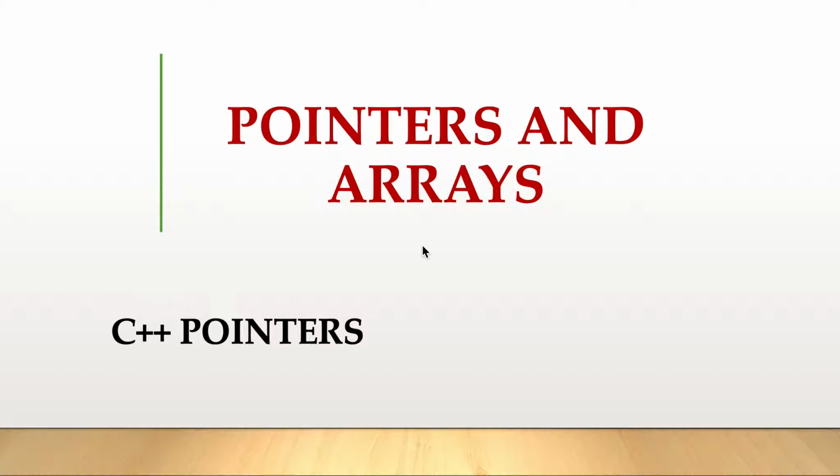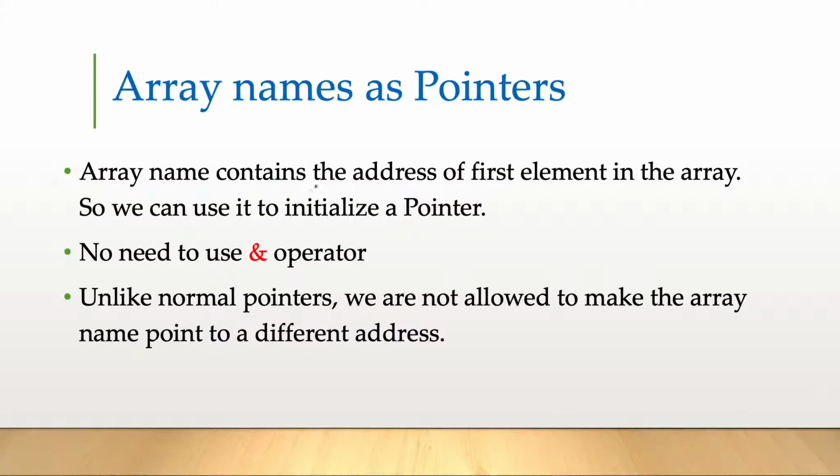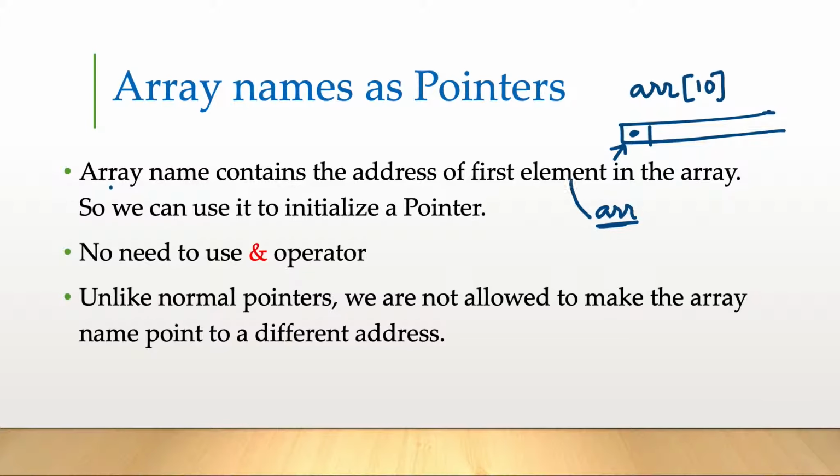Pointers and array names are closely related. Array name contains the address of first element in the array. So if we have an array of 10 elements, this address of this first element is contained in this array name. So ARR is pointing to the first element of this array.